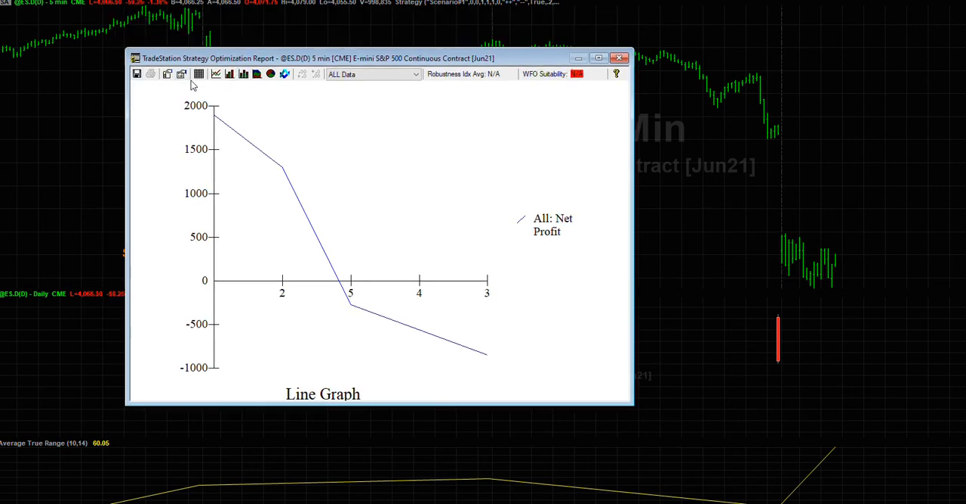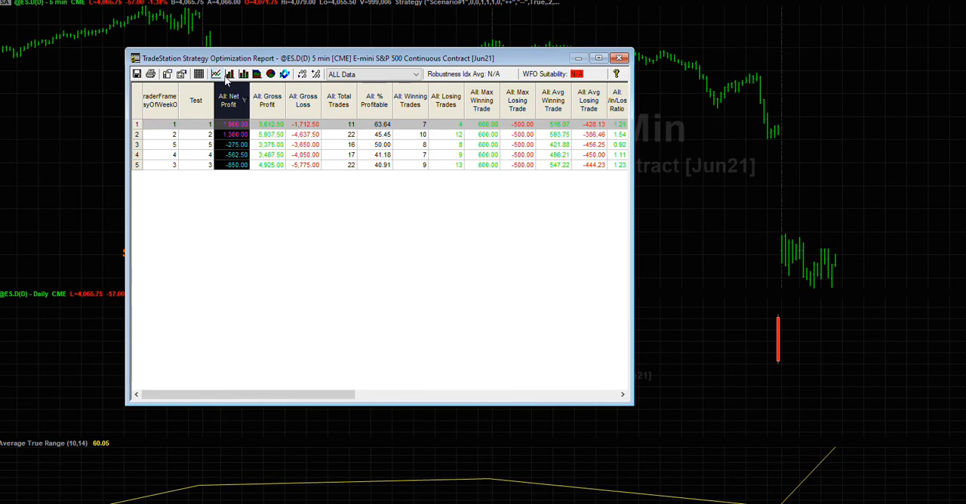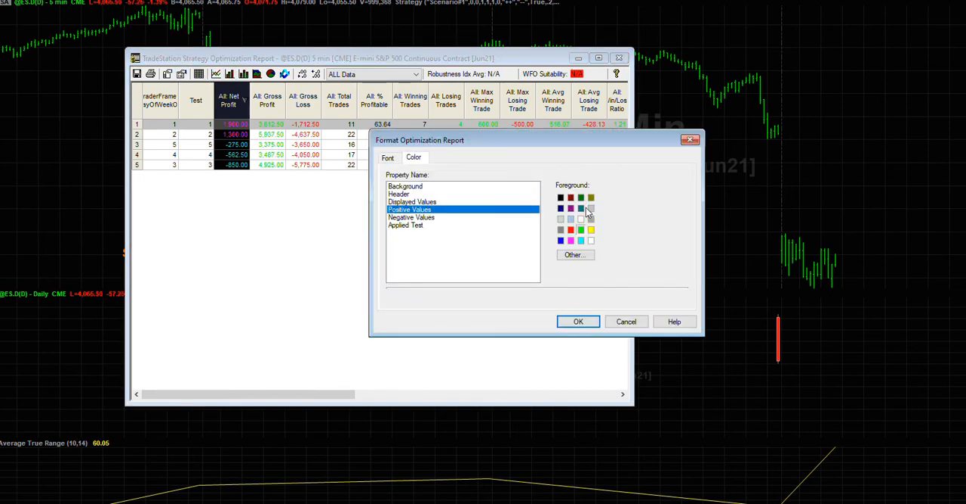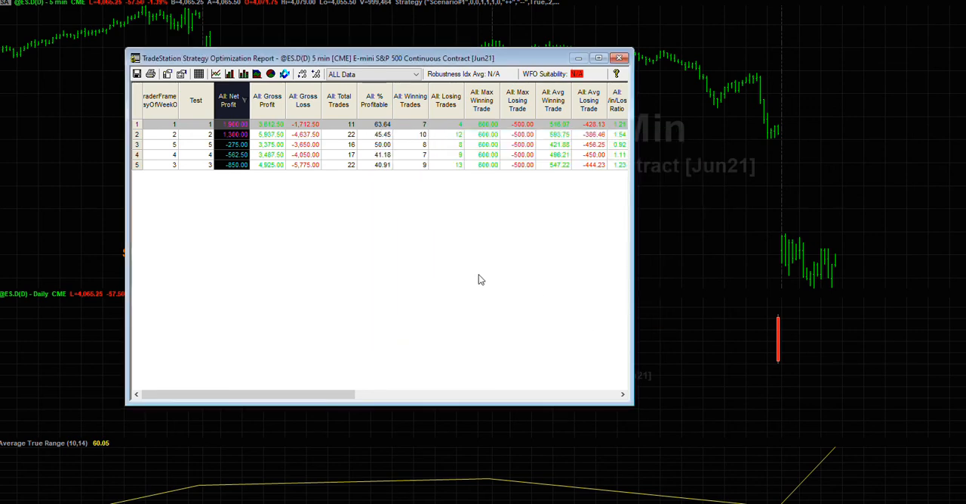Let's go back to that, and let's change this color to a dark green. I don't know why it goes lime green. I always have to go to the positive values and make it a dark green so you can really see them. Okay, so this system is best to trade on a Monday. I don't know if it's long or short. We could test that. You want to do that real quick?